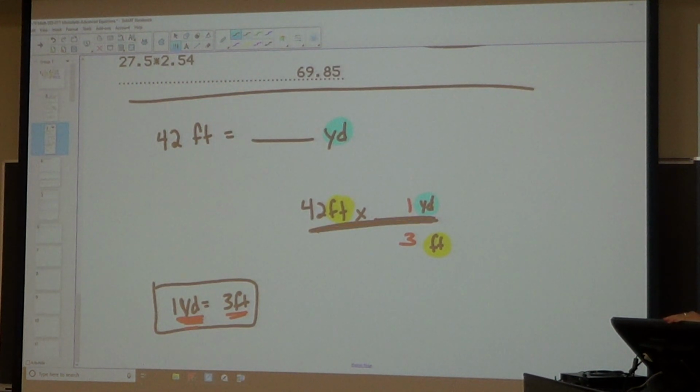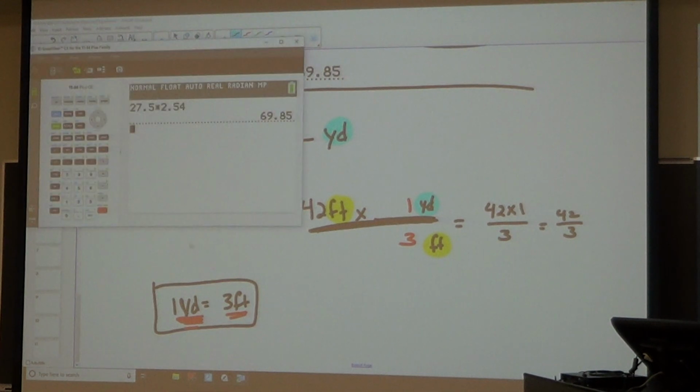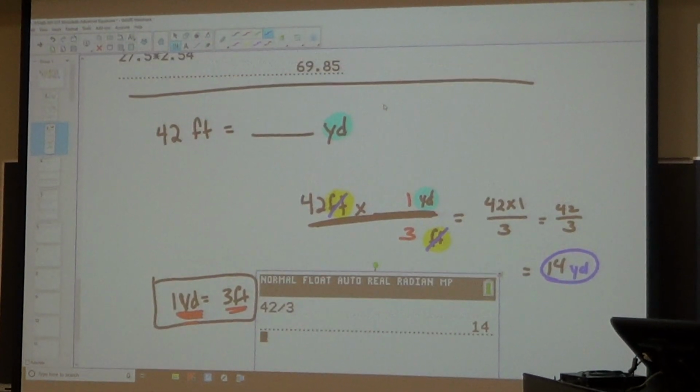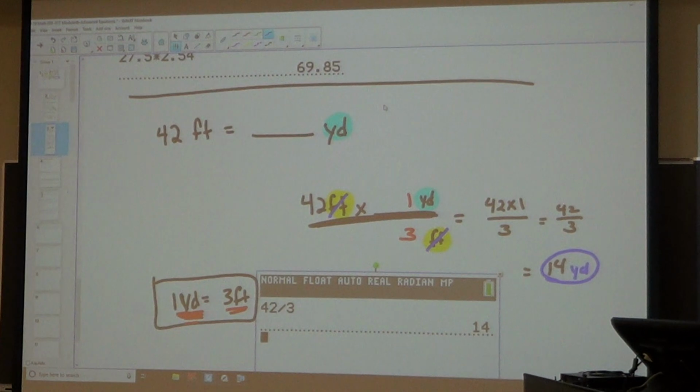Now, when I draw my line, do you see that I have 42 times 1 in the top, and in the bottom I have 3? So it's gonna be 42 divided by 3. So when I go to my calculator, it's gonna be 42 divided by 3. So my answer is going to be 14. And feet on the bottom cancel with feet on the top, so it's gonna be 14 yards. So sometimes it's multiplication, sometimes it's division, but the problem will let you know what it is.